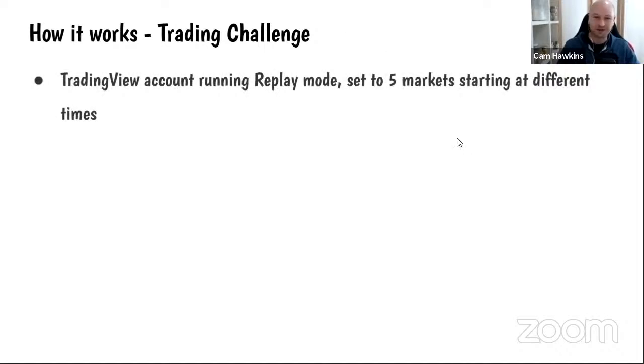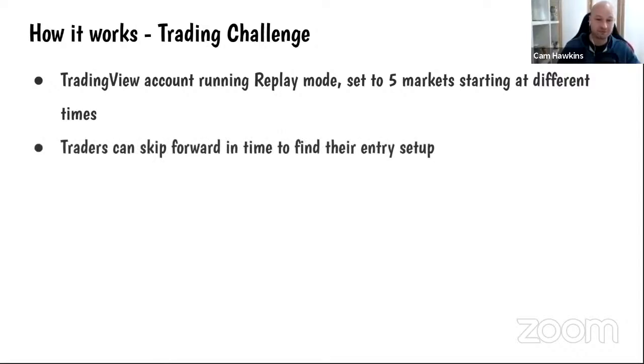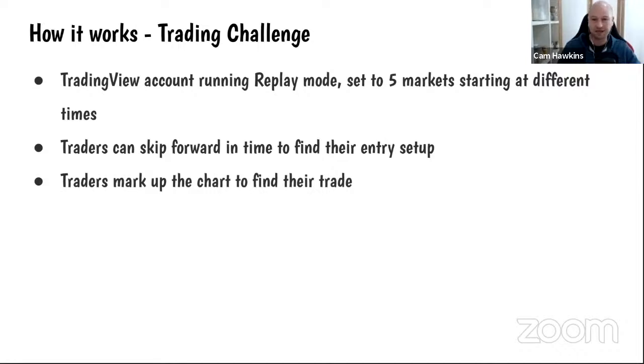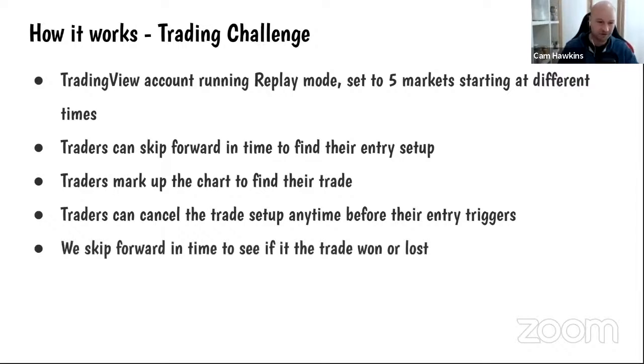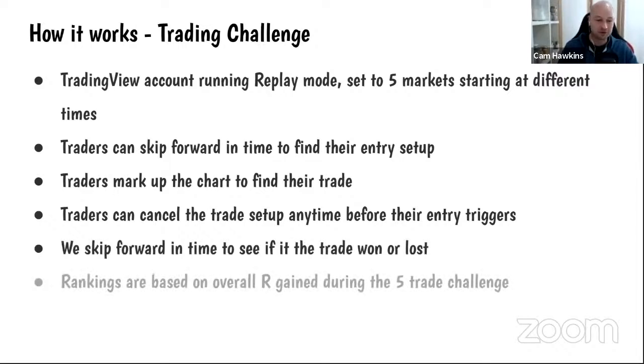So this is where we're taking 5 different markets that Avery has given me, markets that he trades, and we're going to start at different times in history, and skip forward bar by bar until he finds an entry setup. He's then going to mark up his chart and find the trade, or he might not need to mark it up depending on what he does. He can cancel his trade setup at any time before the entry triggers, so we'll go slowly at that point to make sure we get it accurate. We skip forward in time to see if the trade won or lost, and rankings are based on the overall R gained during the 5 trade challenge. So that's the trading challenge.